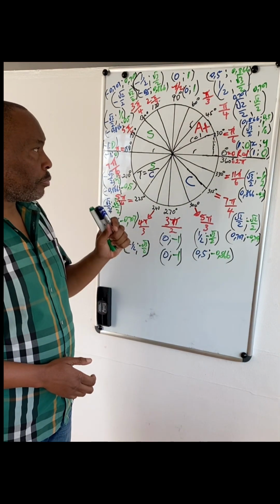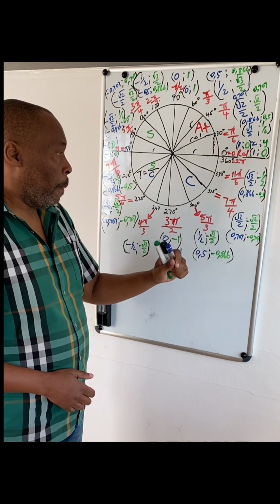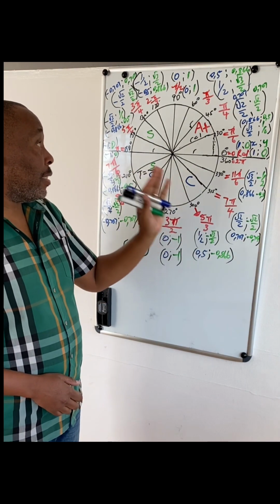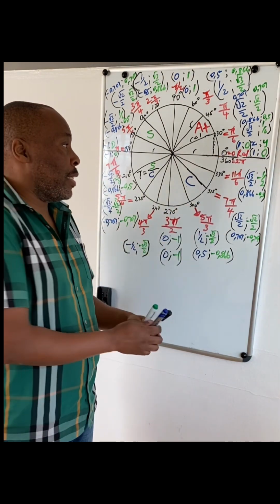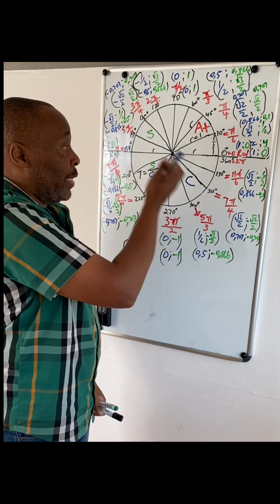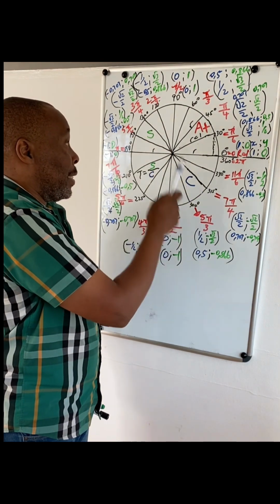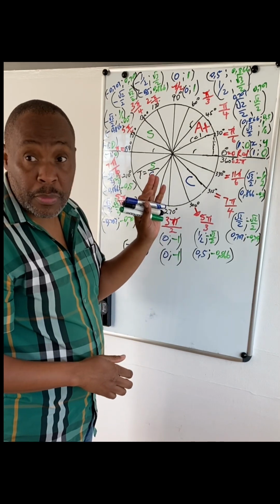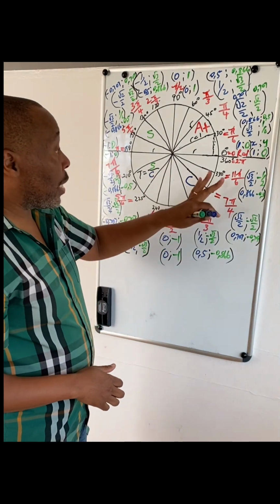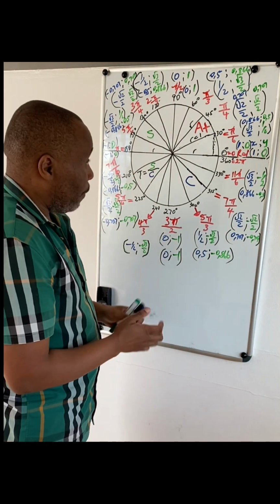We also have ratios, special angles with ratios. So we did ratios for 0 degrees, which is 1 is to 0. We did those 0 degrees, 90, 180, 270, and 360. Check that video, it's available there. It shows us how we get all these things together.